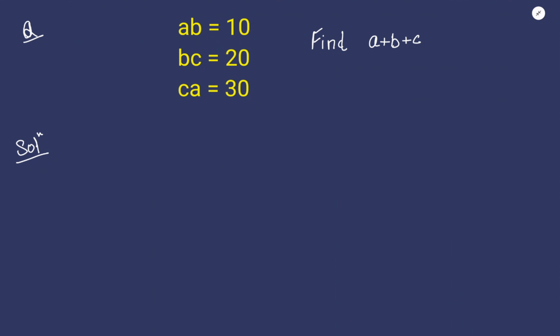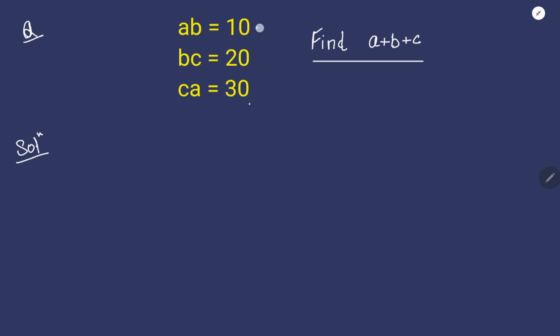We have a question: AB is equal to 10, BC is 20, CA is 30, and we need to find the value of A plus B plus C. Whenever we have this type of question, how do we proceed? We will try to find the value of A, B and C. So first step, what can I do?